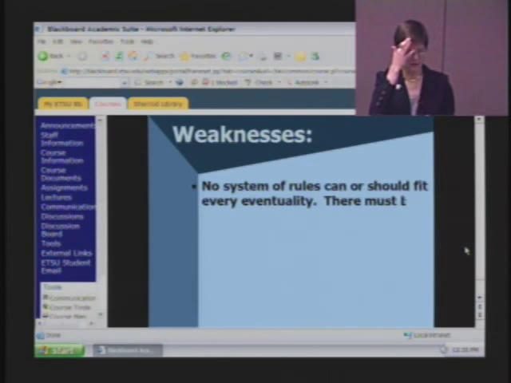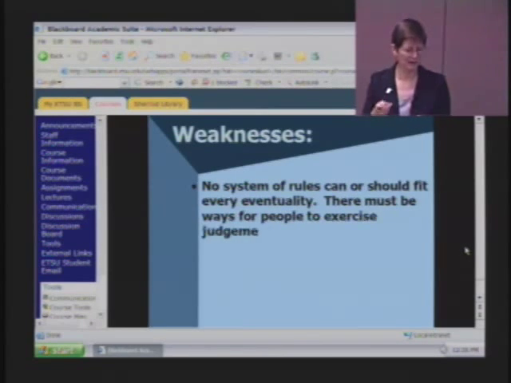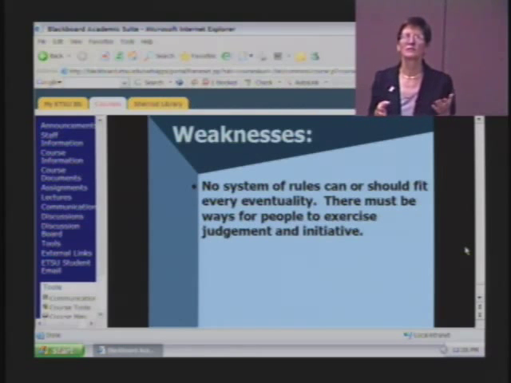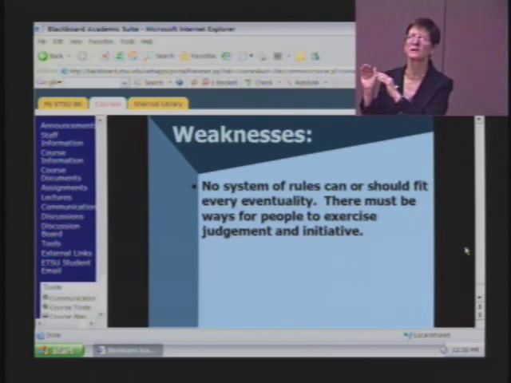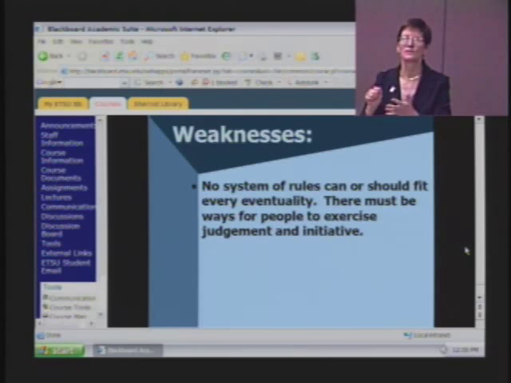Weaknesses. No system of rules can or should fit every eventuality. People have to be allowed to exercise judgment and initiative. Very similar to the previous weakness. If you try to cover every discipline problem, everything kids can think of to do to misbehave, you will have like 400 rules, 500 rules, 600 rules, okay? So rules should be broad, general, and we should focus on principle.